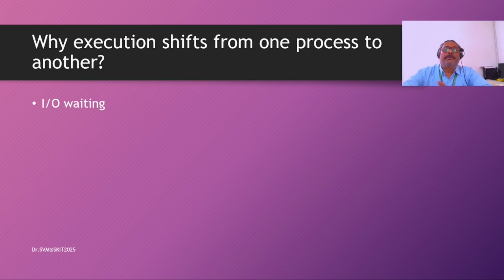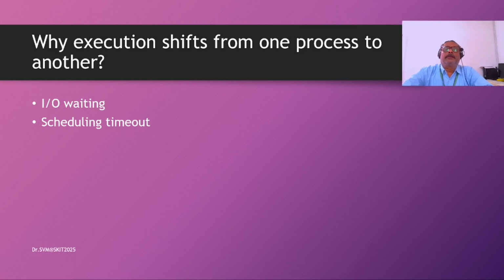Now what happens? One process, PI, was executing, and PI wanted to wait for some IO activity, therefore PI is put onto the waiting list. Then the next process, which is there in the ready list, that is PJ, is shifted to the running state, and now PJ starts using the CPU and PJ starts running. So that's one reason why there is a shift from one process to another process.